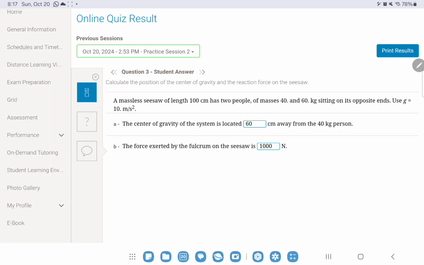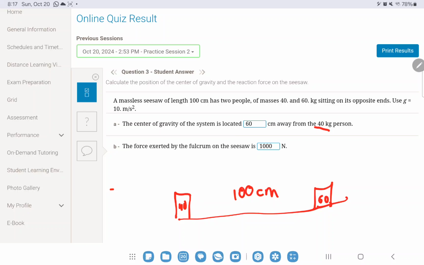You have a massless seesaw. So you have a seesaw that has no mass at length 100 centimeters. So this is 100 centimeters and it has two people sitting. You have a person here that is 40 kilograms and you have a person here that is 60 kilograms. Now we need to find the center of gravity and how far away from the 40 kilogram person it is.